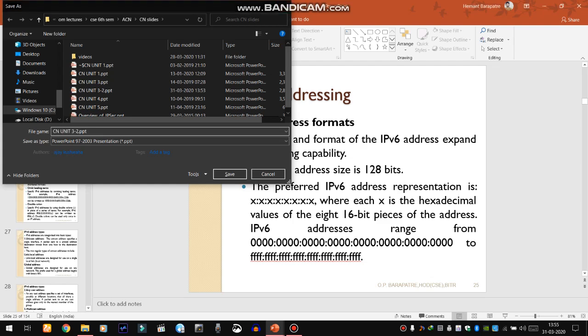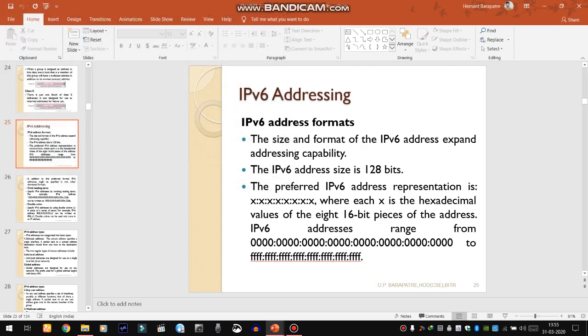In the last class, we discussed the classical addressing scheme IP version 4. Today, we are going to discuss the IP version 6 addressing scheme. IP version 6 addressing is also known as classless addressing because it does not possess any type of class. So what are the characteristics, the formats, and the features? We will discuss them here.